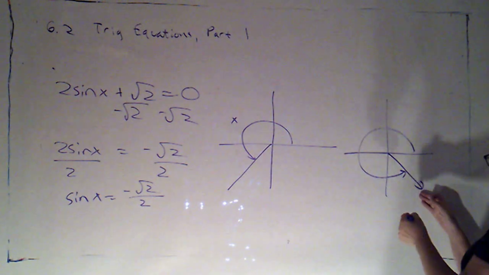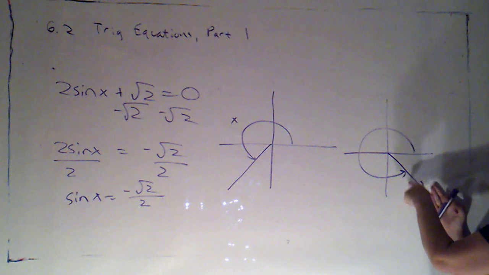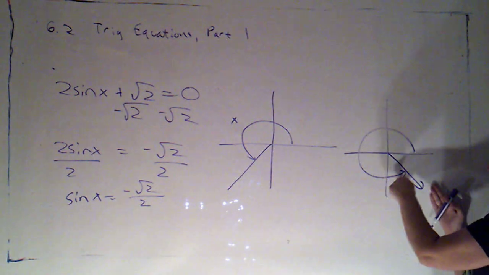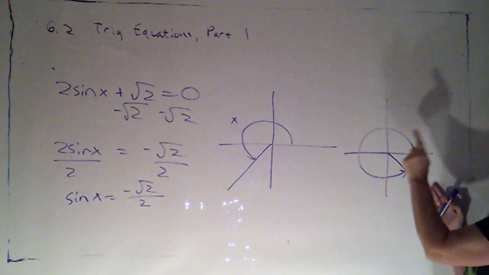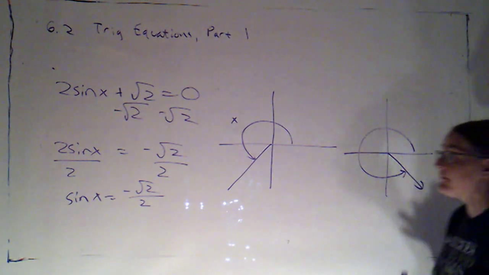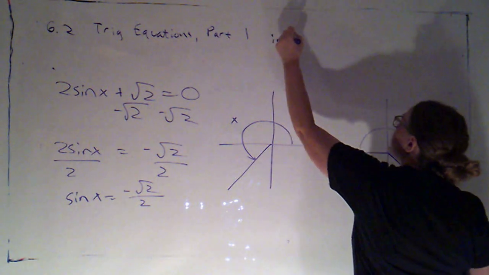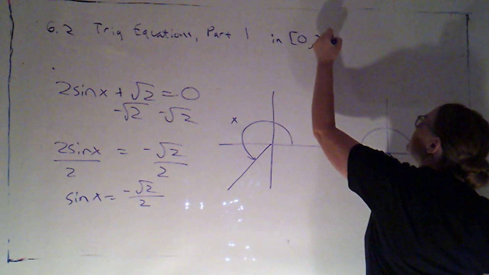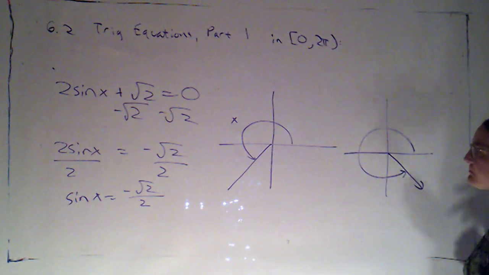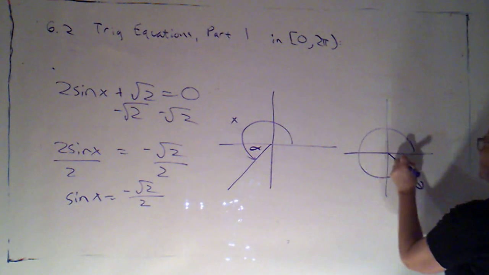And if I'm looking for solutions between 0 and 2 pi, the way I want to get into quadrant 4 is rotating in the positive direction. I'm not looking for this negative acute angle, because even though that will have a sine of negative root 2 over 2, I'm first of all looking for solutions in the interval from 0 to 2 pi. Okay. All right. So I've got a picture of my two solutions.